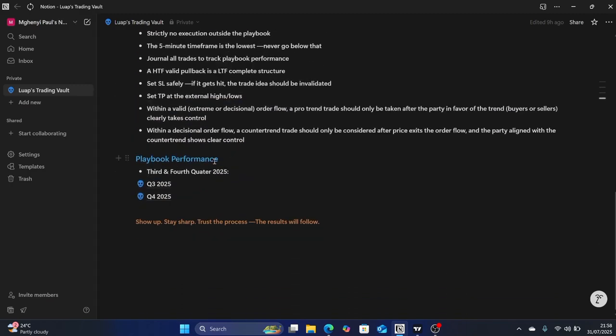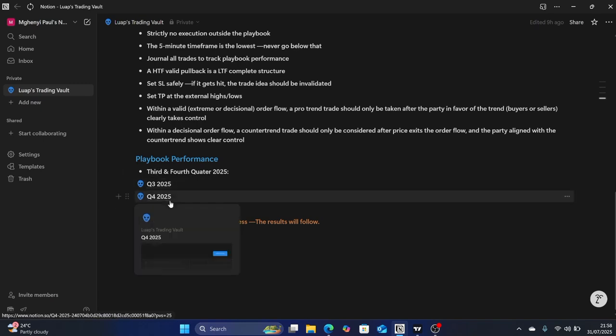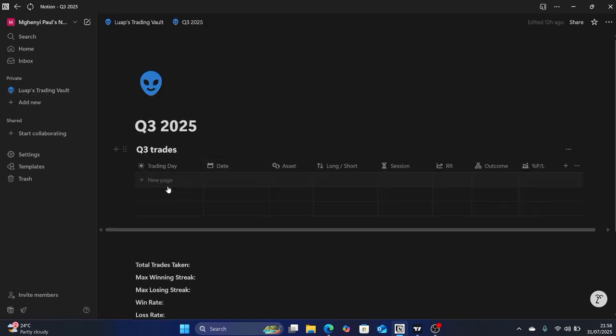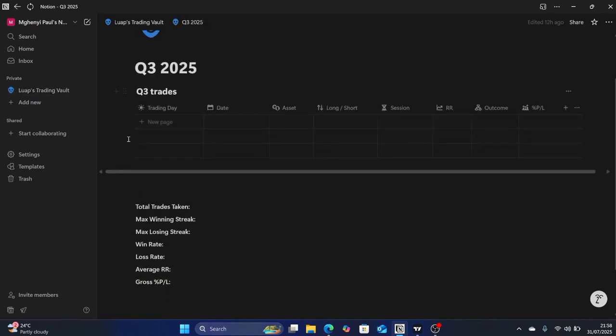You will need to track the playbook, like the performance of the playbook. Of course, we are currently in the third quarter of the 2025 year. Of course, the third and the fourth quarter. You can see this is Q3 2025 and this is Q4 2025. So you can see this is Q3. When I open Q3, you can clearly see that this is where you will be journaling the trades. This is where you will be inputting the trades.